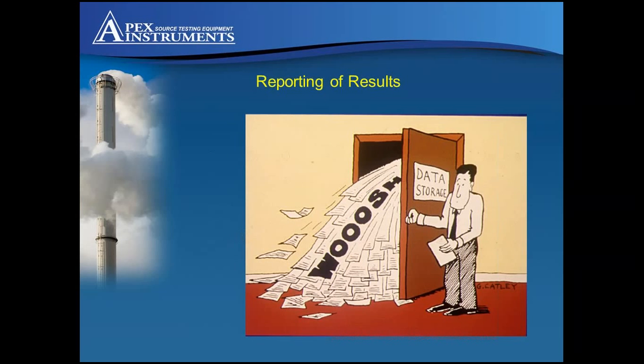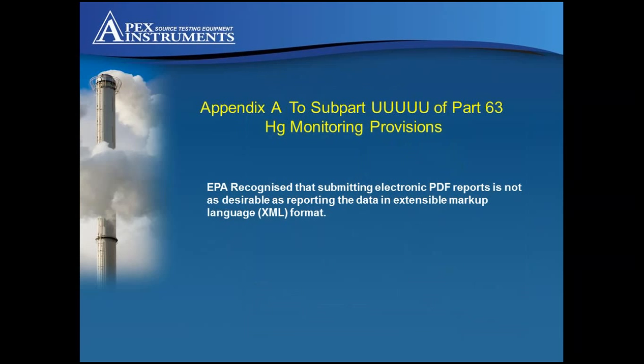Finally, in Section 7 of Appendix A, it gives detail of all that is required in reporting requirements to the EPA. Electronic quarterly submittals, certification and recertification of QA test submittals. EPA recognised that submitting electronic PDF reports is not as desirable as reporting the data in extensible markup language, XML format, because the information in a PDF report cannot easily be extracted and put into a database format.